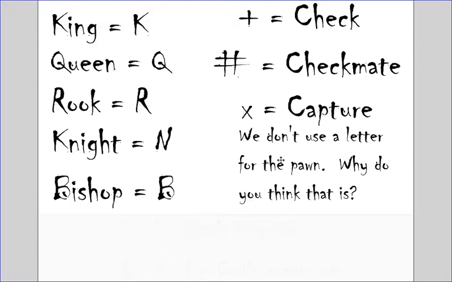So if there are only 6 possible pieces, king, queen, rook, knight, bishop, and pawn, if it's not a king, it's not a queen, it's not a rook, it's not a bishop, and it's not a knight, then it must be a pawn. There's no need to have a letter.